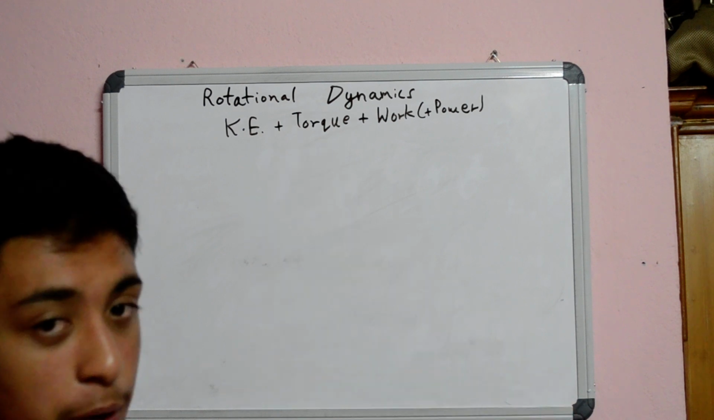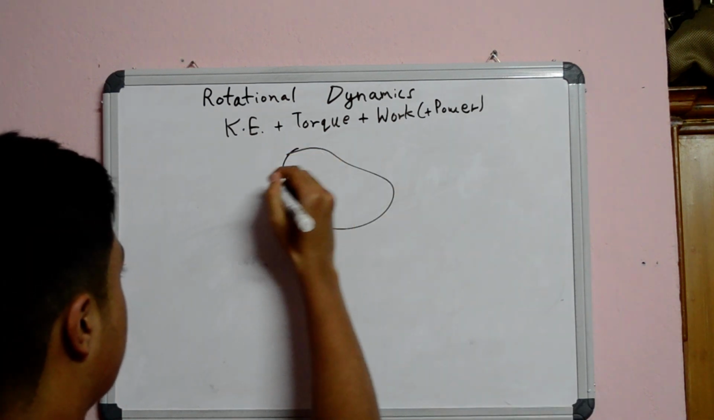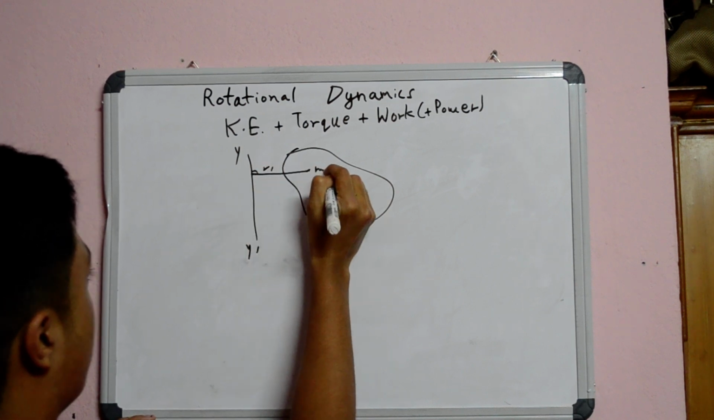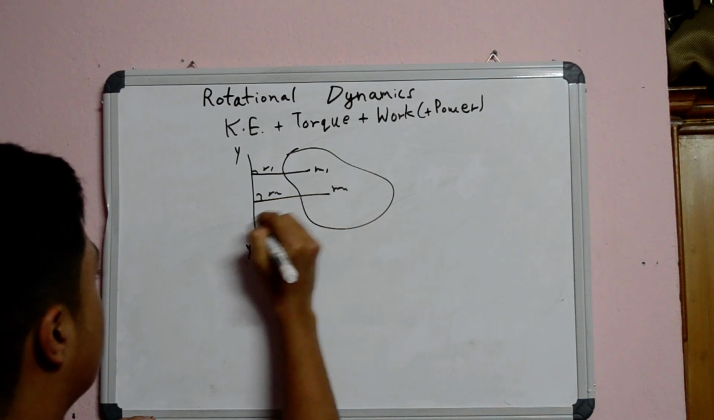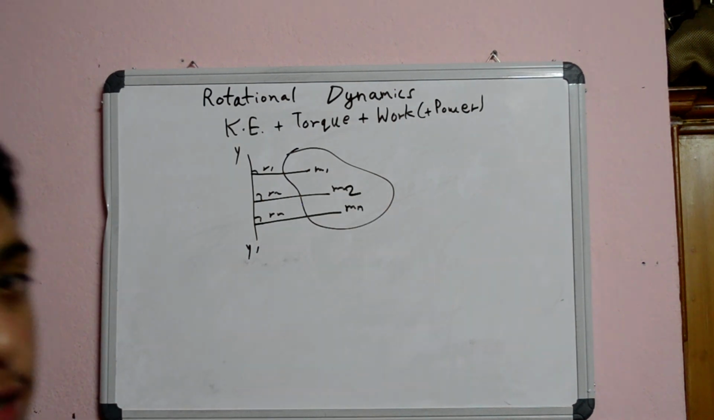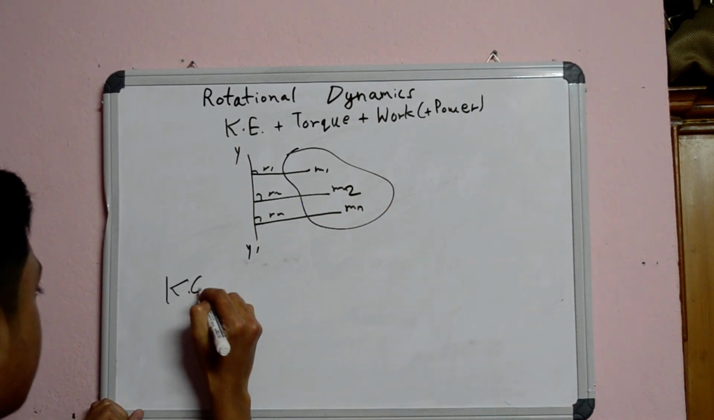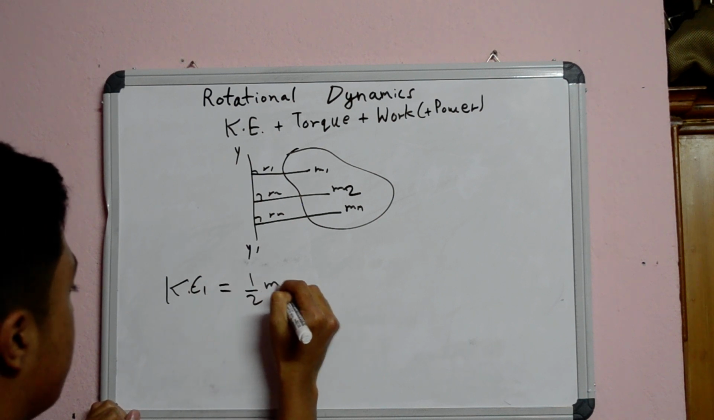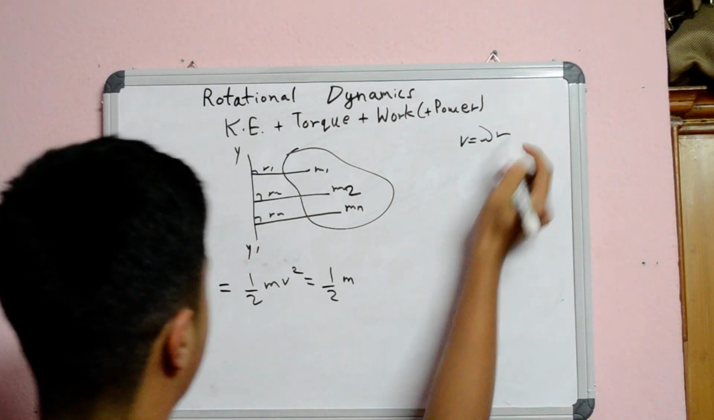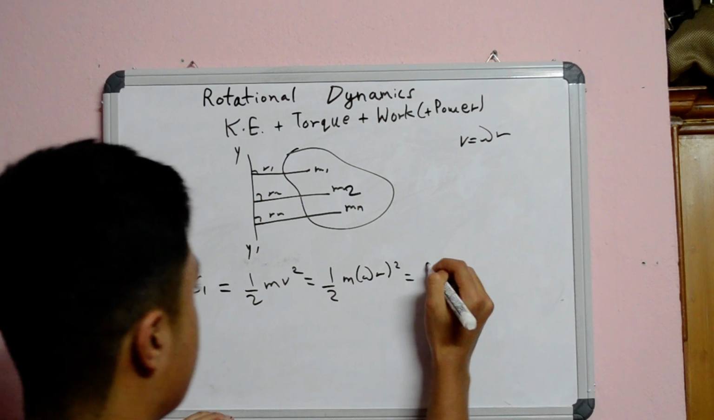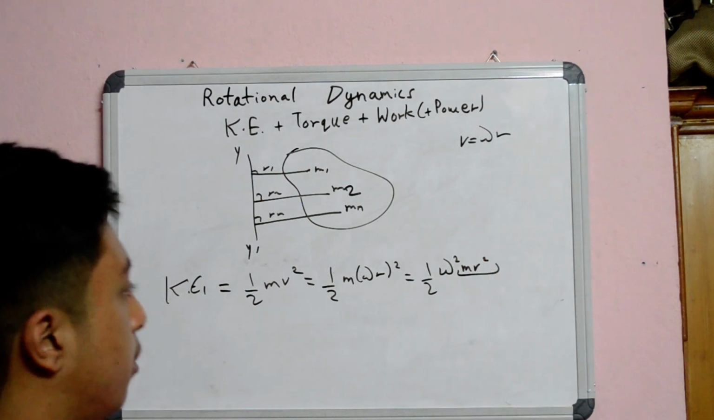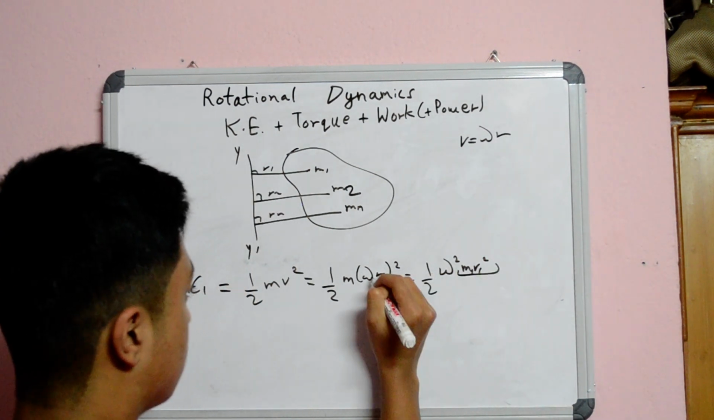Let's say there are n number of particles from the axis of rotation y dash with radius r1 with the particle m1, r2, m2 and so on with mass mn. So here the kinetic energy of the first particle will be 1 by 2 mv square. In terms of rotational dynamics we can write v equals omega r. So this is omega r whole square, which becomes 1 by 2 omega square m1 r1 square.